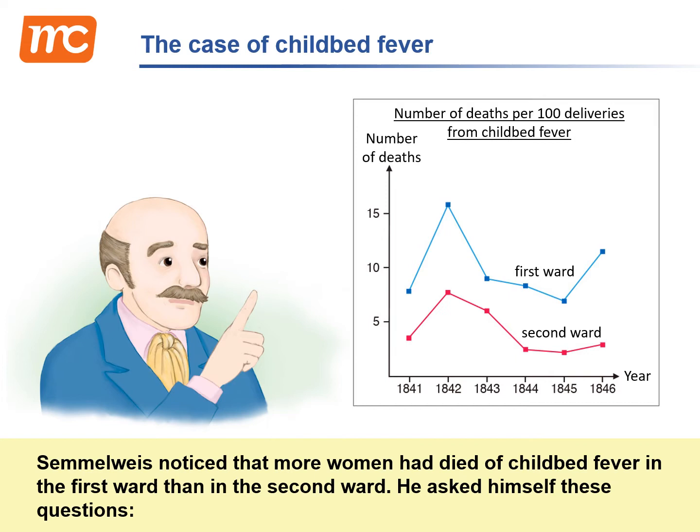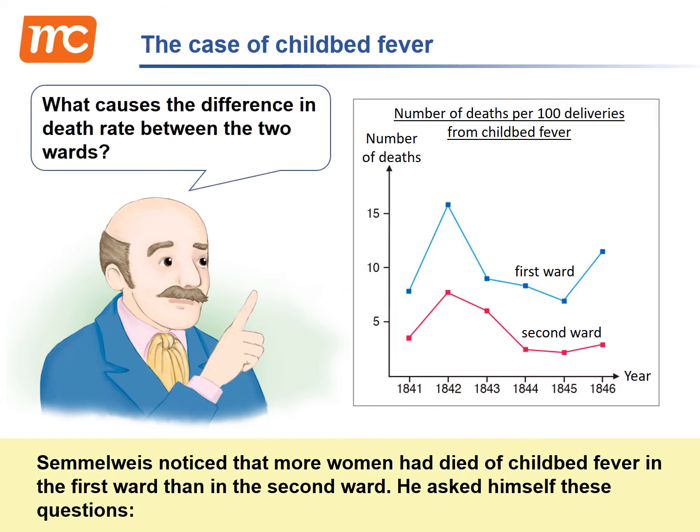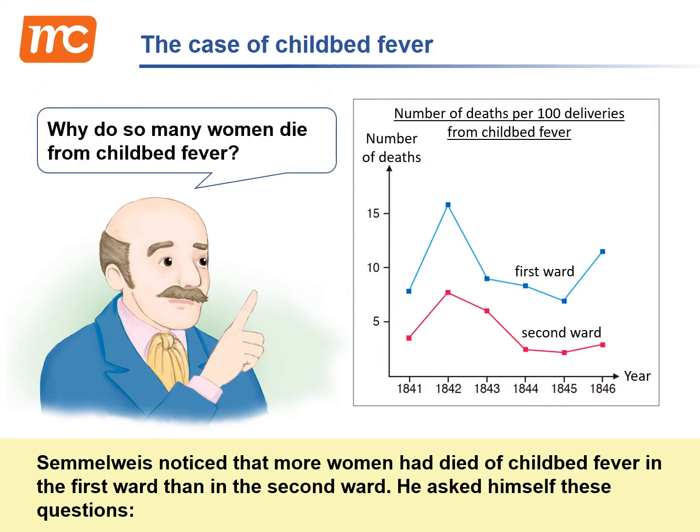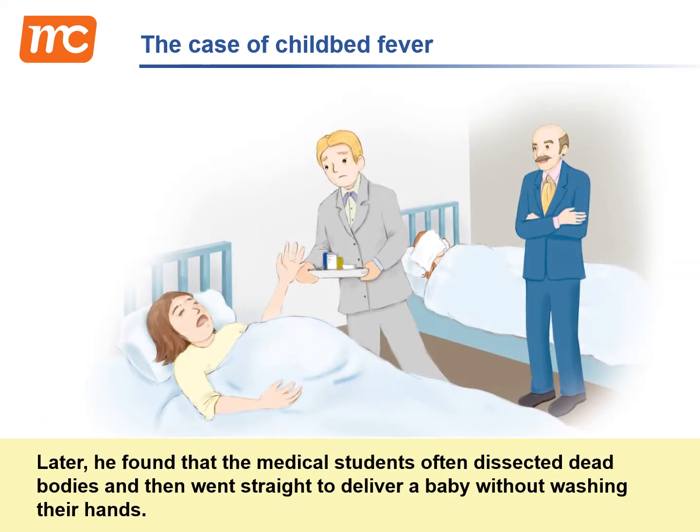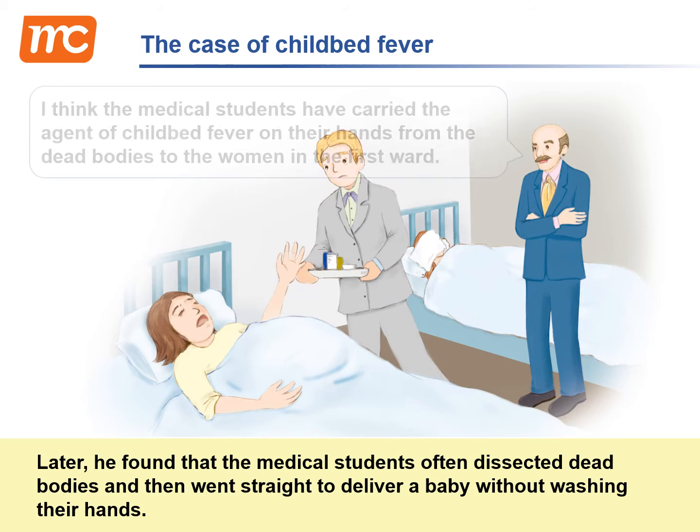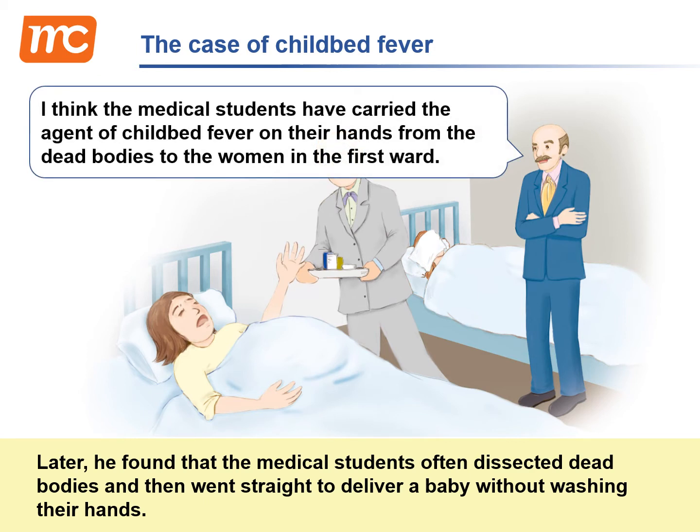He asked himself these questions. What causes the difference in death rate between the two wards? Why do so many women die from childbed fever? Later, he found that the medical students often dissected dead bodies and then went straight to deliver a baby without washing their hands. I think the medical students have carried the agent of childbed fever on their hands, from the dead bodies to the women in the first ward.